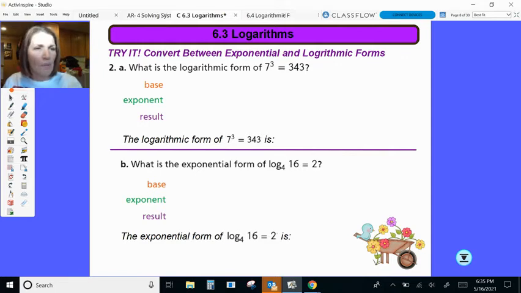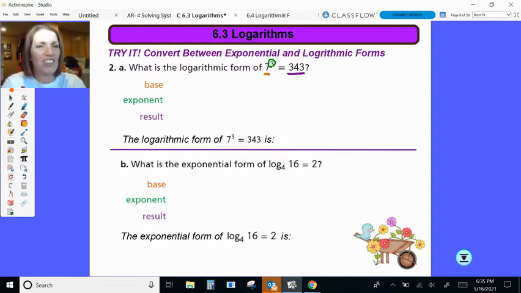Okay, so here our base is going to be 7. Our exponent is 3. Our result is going to be 343. Whoops, I changed my colors there. My result is 343. I did something wrong with my base. There, my base should be orange.